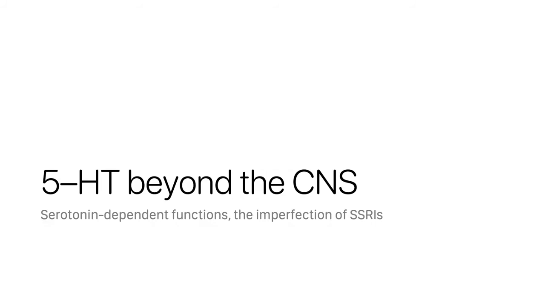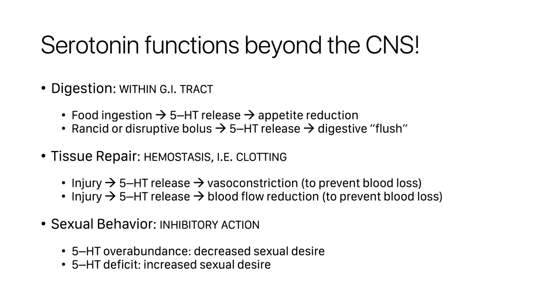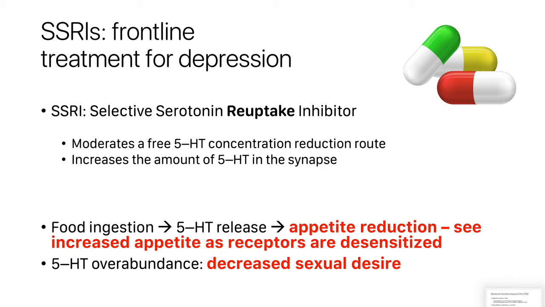5-HT is just as important beyond the CNS as it is in it. It has effects on digestion, tissue repair, and sexual behavior, including appetite reduction after eating, vasoconstriction upon injury, and sexual desires. One of the main treatments for depression has a direct effect on serotonin concentration within the brain.